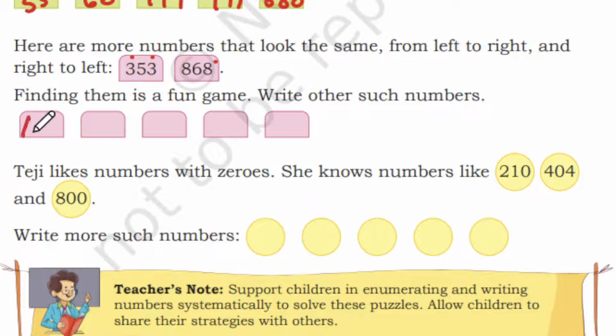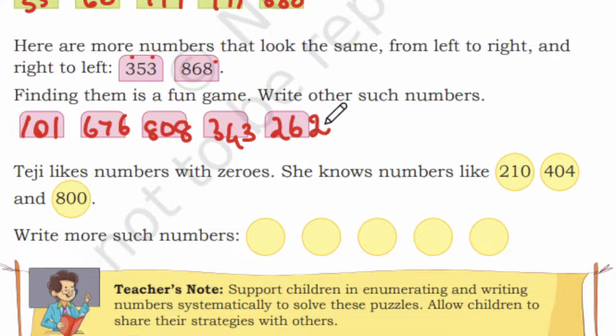So you can write 101. You have both the numbers the same. And you can write 676 and 808, or you can write 343 and 262.